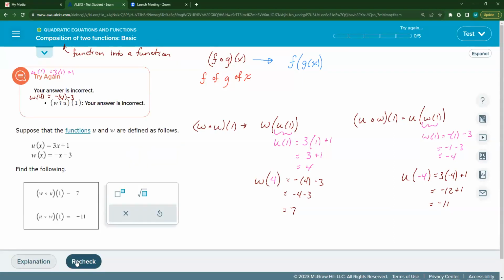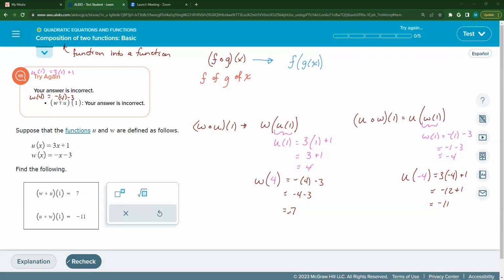And I did something creative. W of U of 1. So my first one, I have, oh, I missed my negative. So this has got a negative in it. I did not type my negative. So it is a negative, negative 4 and negative 3.